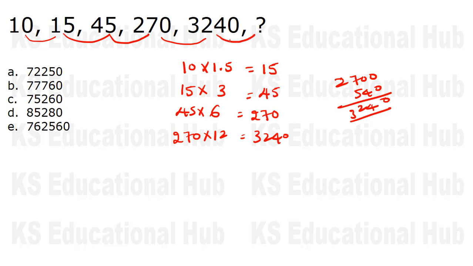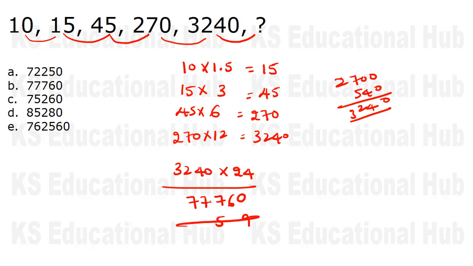How can the next value be found out? To find the next value, I am going to multiply 3240 with double of the previous one. That is, 1.5 doubled is 3, 3 doubled is 6, 6 doubled is 12, 12 doubled is 24. So 24 into 0 is 0, 24 into 4 is 96, 6 is here, 9 is carried forward, 24 into 2 is 48, 48 plus 9 is equal to 57, 7 is here, 5 is carried forward, 24 into 3 is 72, 72 plus 5 is 77. So the answer for this question is 77,760. That is option B here. Right? I hope you got the logic here.